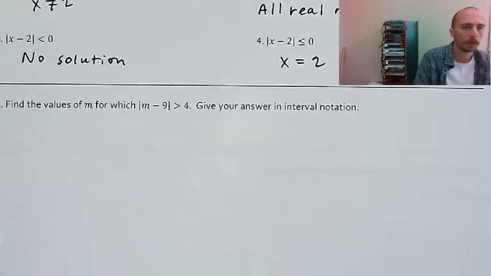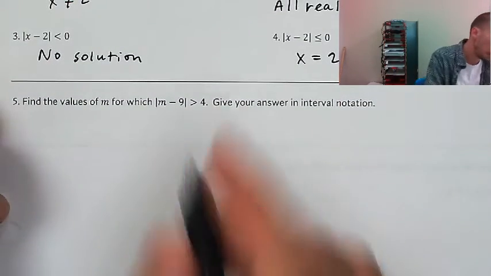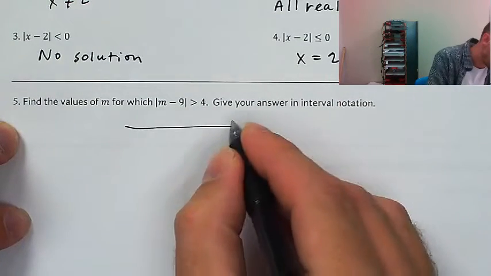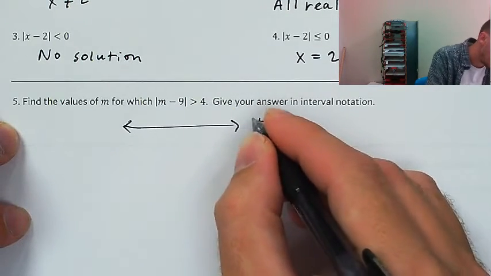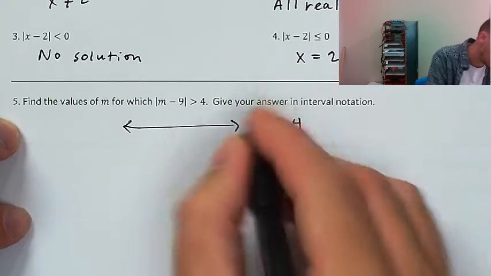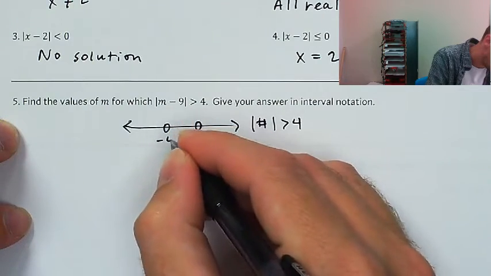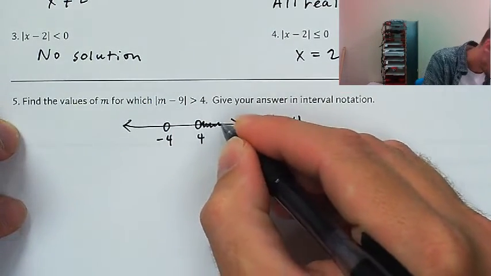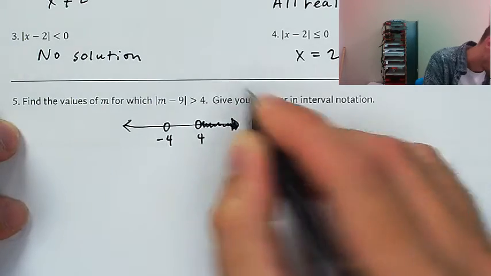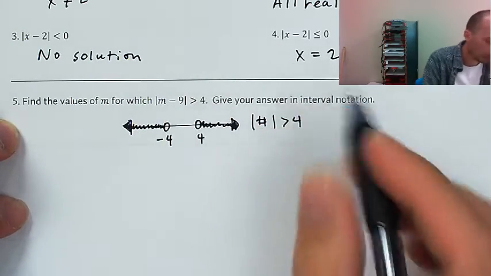Now on this one, we're going to find the values of m that make the absolute value of m minus 9 greater than 4. It's already down to an absolute value inequality, so we just have to think about where the absolute value of a number is greater than 4. The absolute value would equal 4 at 4 and negative 4. If that number was greater than 4, its absolute value would be greater than 4, and if that number was more negative than negative 4, its absolute value would also be greater than 4.